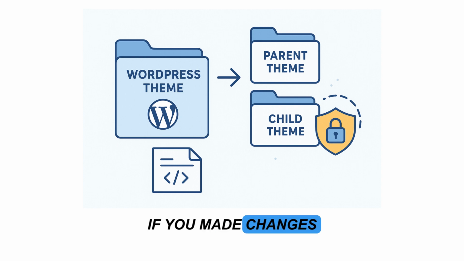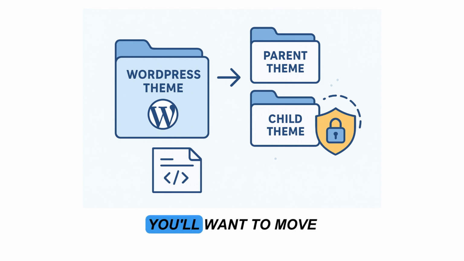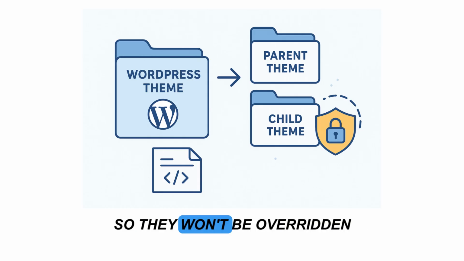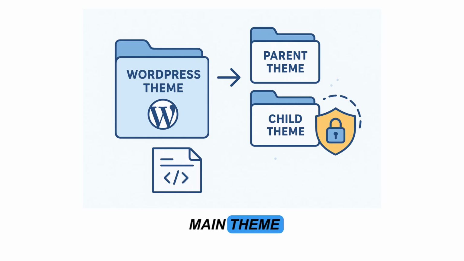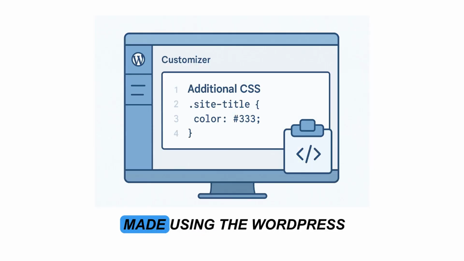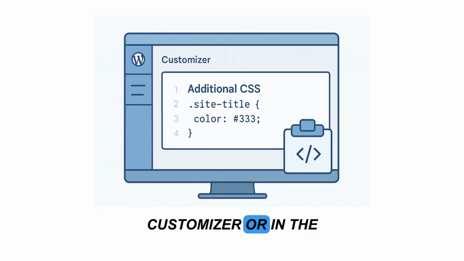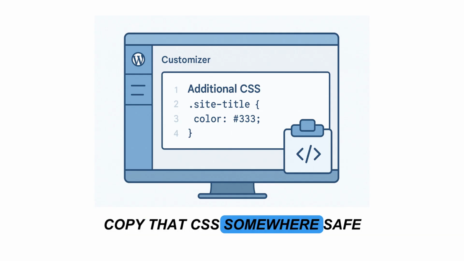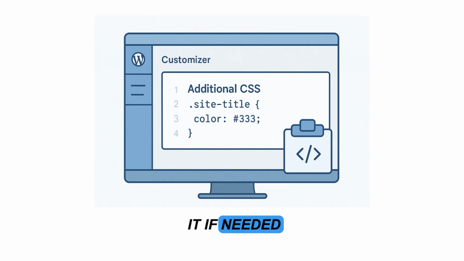Next, if you made changes directly in your theme files, you'll want to move those edits into a child theme. A child theme keeps your customizations separate so they won't be overwritten when you update the main theme. If your changes were made using the WordPress customizer or in the additional CSS section, copy that CSS somewhere safe so you can reapply it if needed.